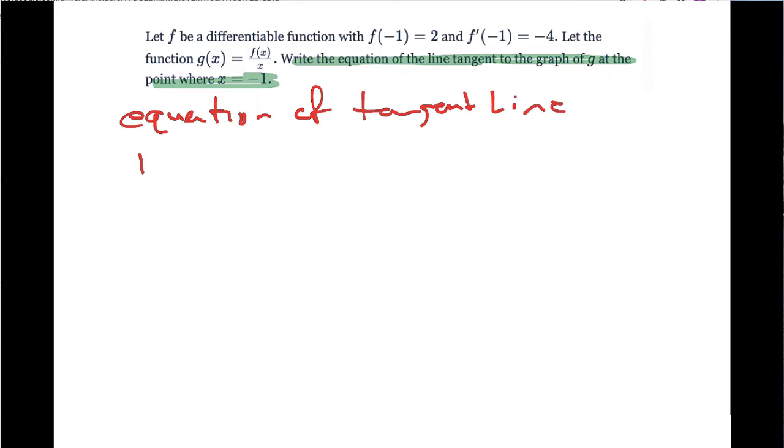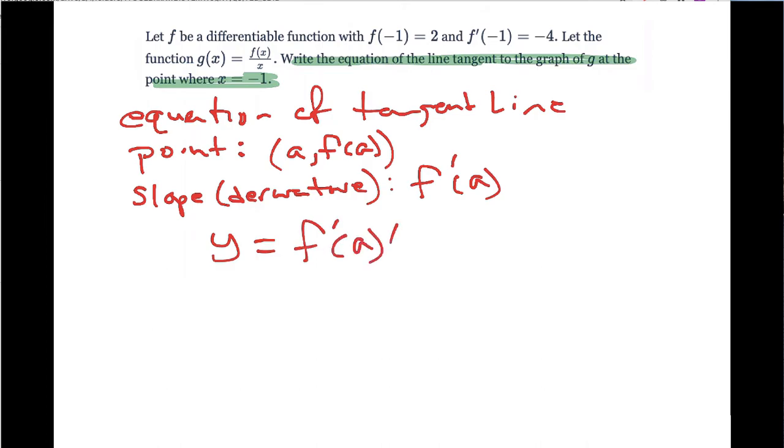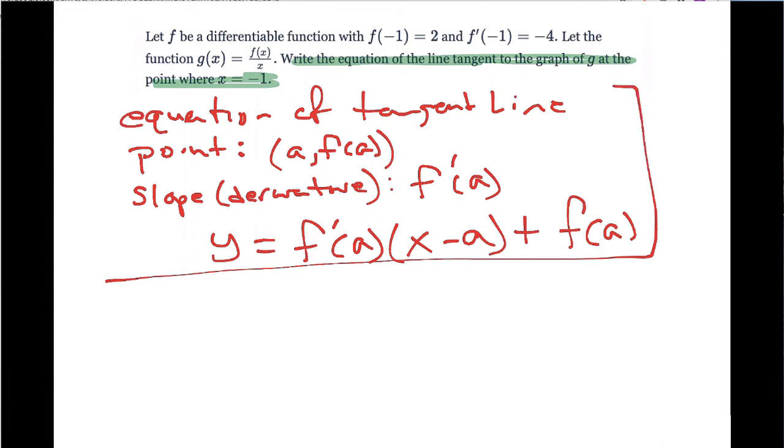First thing, you need a point, some kind of point, a comma f of a, and you need a slope, which is going to come from the derivative, which would be f prime of a. Then the tangent line would be y equals f prime of a times x minus a plus f of a. So this is the notes that you're going to need. You've already written it down probably 3 times now. But now we got to do this with our function g.